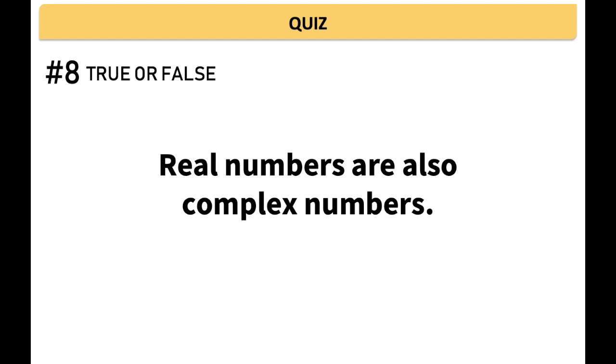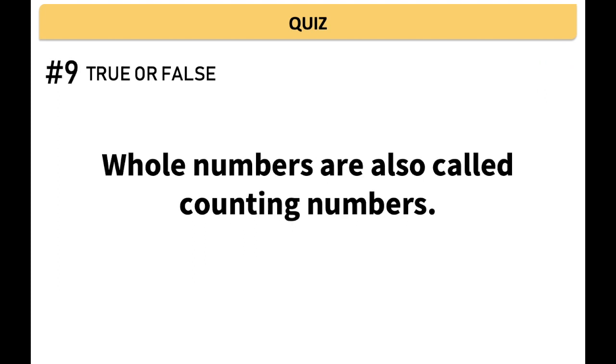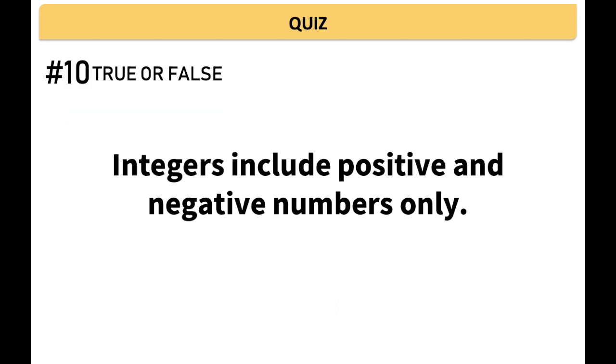Number 8, real numbers are also complex numbers. This is true kasi under the set of complex numbers, nandun din ang ating set of real numbers. Number 9, whole numbers are also called counting numbers. False. So, lahat ng counting numbers natin are considered whole numbers. Pero hindi lahat ng whole numbers natin are counting numbers. Anong whole number natin ang hindi counting number? Ang number 0. Okay? So to make this statement true, dapat natural numbers or positive numbers are also called counting numbers. Last item. Integers include positive and negative numbers only.